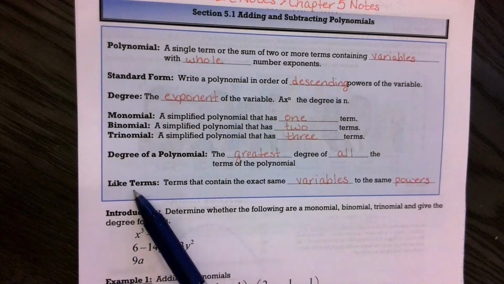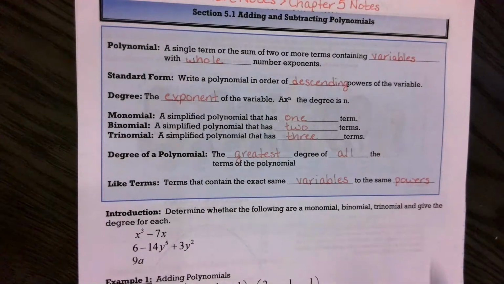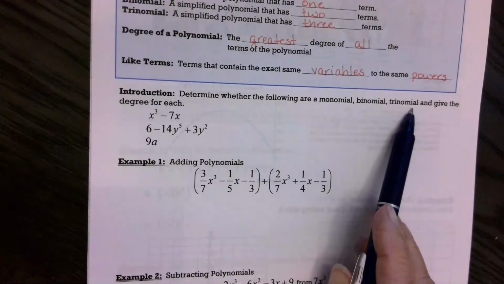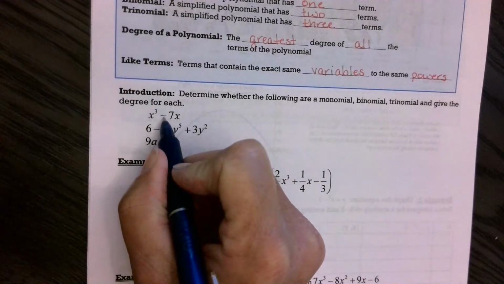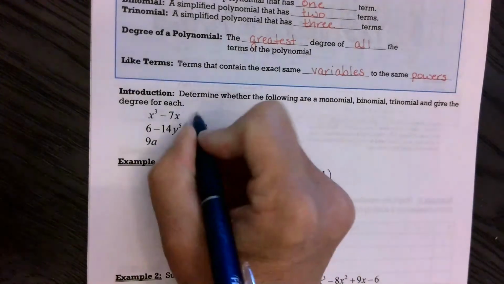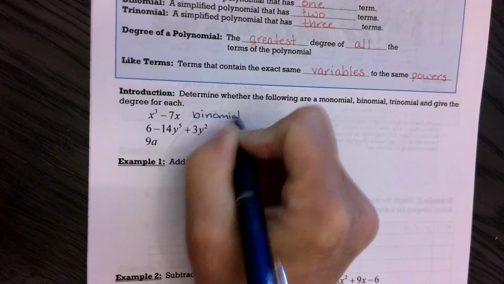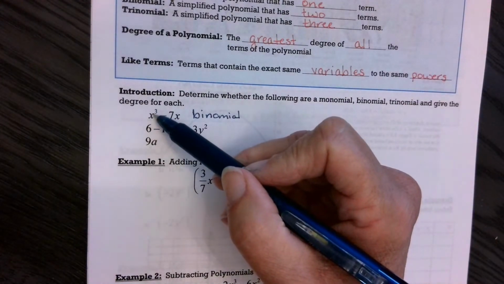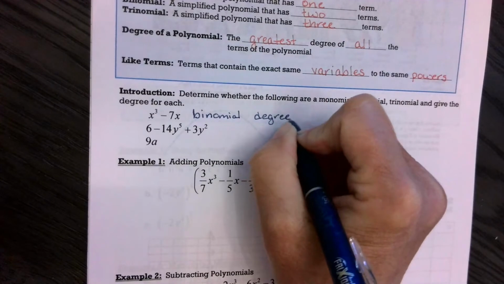Like terms are terms that contain the exact same variable with the exact same powers, or the exact same exponents. Okay, so let's get to some examples. Determine whether the following are a monomial, binomial, or trinomial and give the degree for each. In this particular case, here's your subtraction sign. This is your first term and your second term. It has two terms, so it's a binomial. Now, you take the highest exponent. Right here, our highest exponent is 3, so it has a degree of 3.